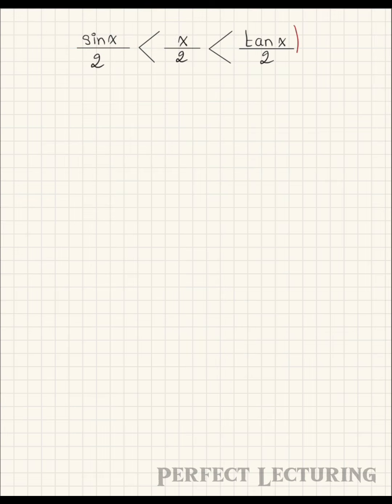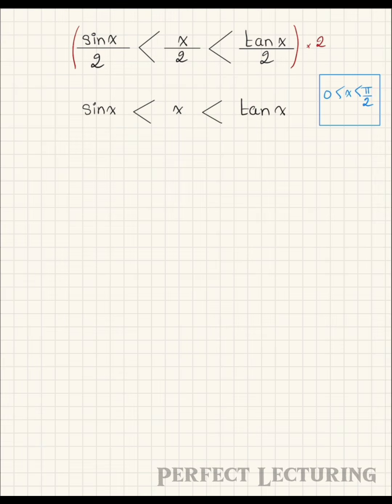Let us multiply everything by 2. We get this. Before we proceed, we have to keep in mind that x is between 0 and pi over 2. So x is greater than 0. When we say x approaches 0, this means x is either approaching 0 from the right or from the left, but it's never equal to 0. So here we are assuming that x is positive. What about x negative? I will talk about it after we finish this.